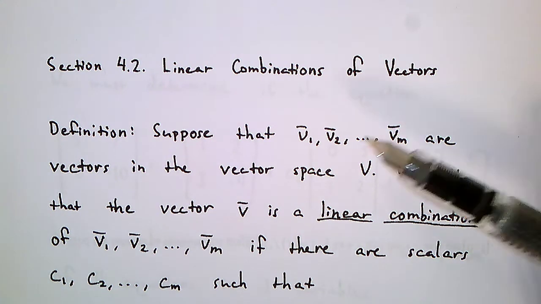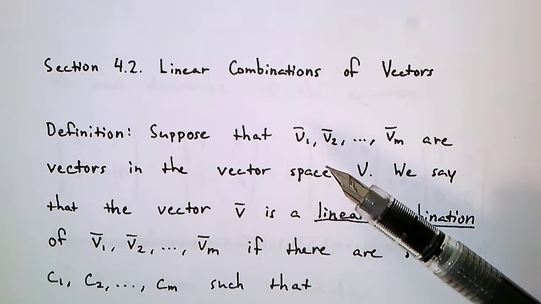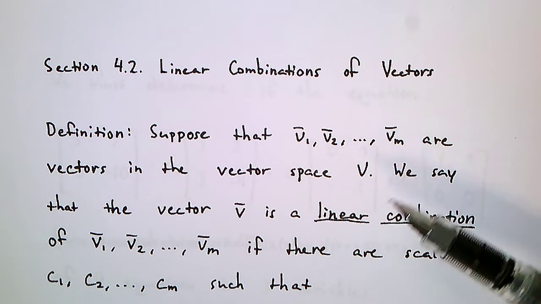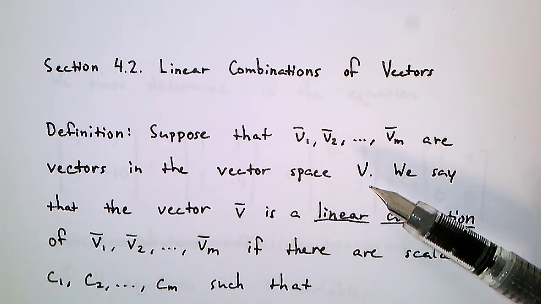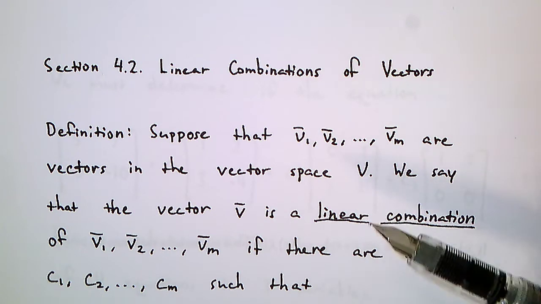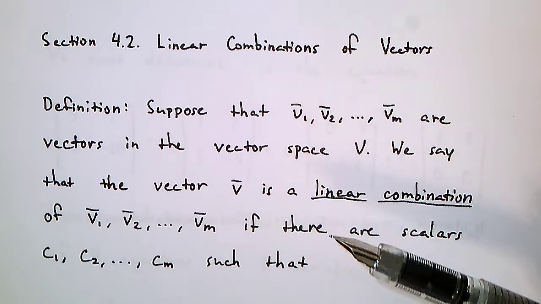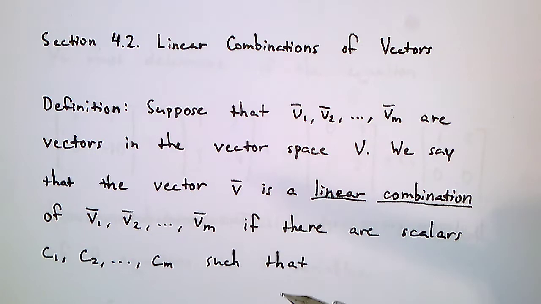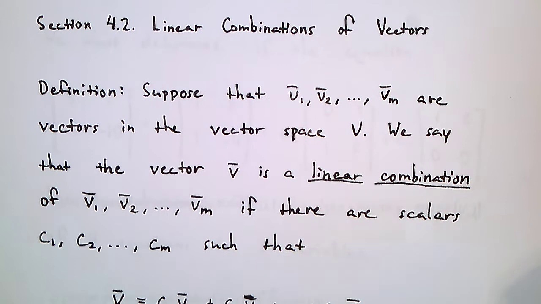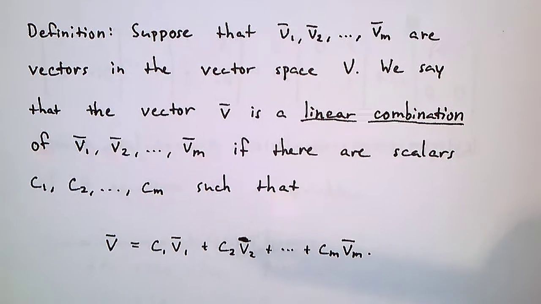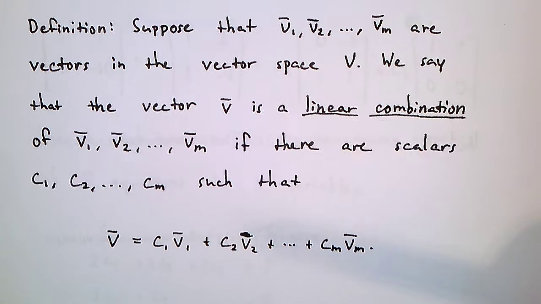So let's just go over it first. Suppose that you have a list of vectors v1, v2, up through vm, from some vector space V, and this can be any vector space. Then we say that this other vector V is a linear combination of V1, V2 through Vm if there are scalars, and notice that the number of scalars matches the number of vectors, such that this equation works.